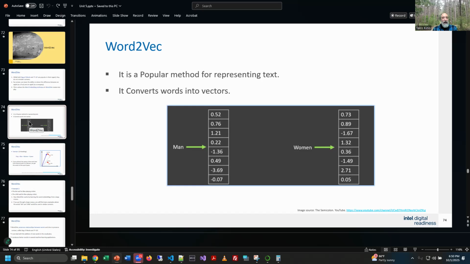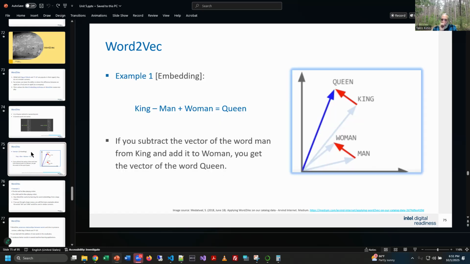All right, so Word2Vec is basically a popular method for representing text. It converts words into vectors, right? And notice here they have man and woman. That's kind of weird because one's singular, one's plural. I don't get it. And then it converts it to a numerical vector. And let me go back to this graphic that we looked at really early on. I pointed out the fact that queen and king are longer vectors, maybe more important. Then we have generic man and woman.